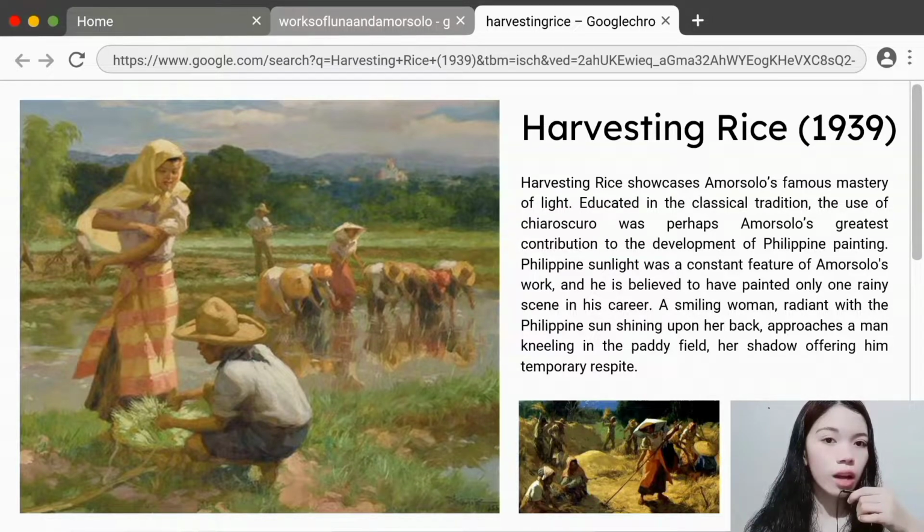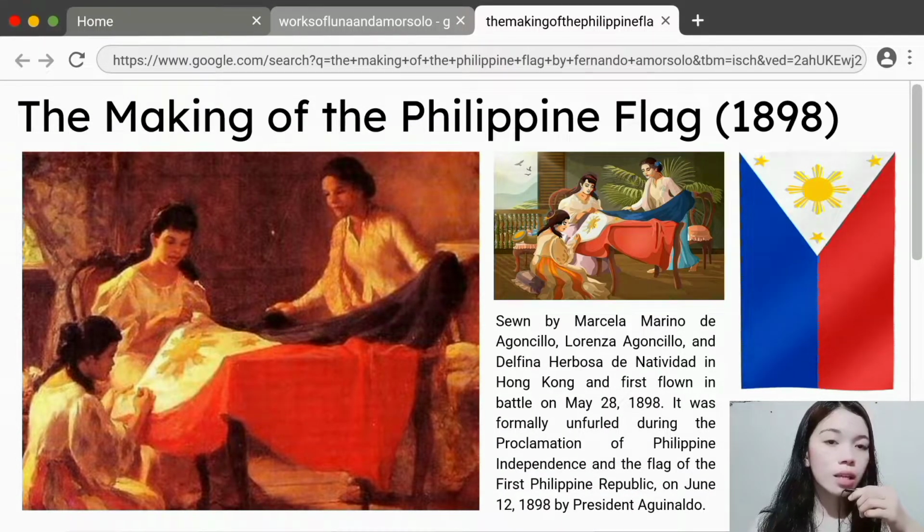In the background, absent of grays, peaceful white clouds drift overhead. The impressionistic scene is thrown into sharp relief by the intense sunlight, highlighting the drapery of the woman's skirt and the sinuous musculature of the paddy field worker. Then he also painted the making of the Philippine flag.